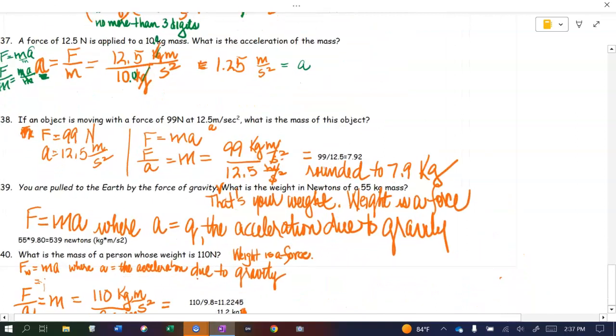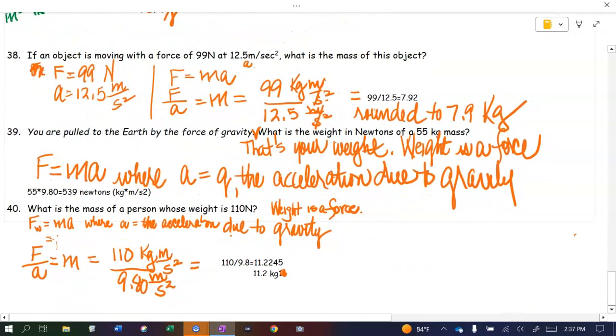All right? Now, number 38. If an object is moving with a force of 99 newtons at 12.5 meters per second squared, once again, that must be an acceleration.